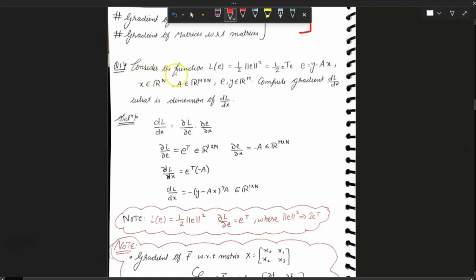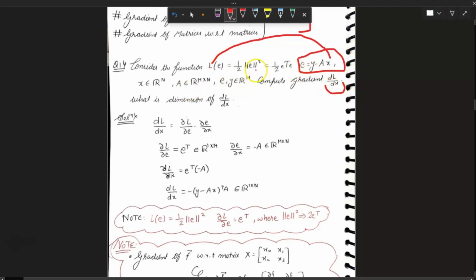See the example here. Consider the function L is equal to half e square is equal to half e^T e, where e is equal to y minus Ax. See, this L is a function of e, and e is again a function of x. So most probably you have to find this dL with respect to x, dL by dx. Okay, so how to find this dL by dx? See, the same I have told you, you have to move part-wise. So dou L by dou e into dou e by dou x.